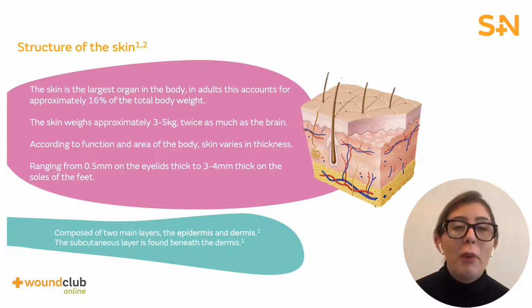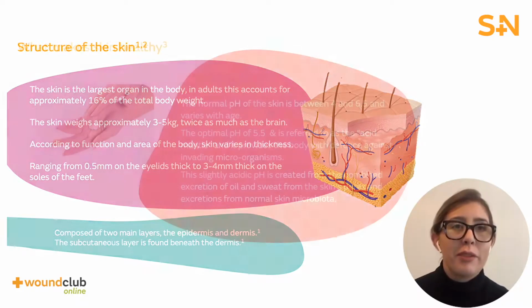The skin is a complex organ with a complex structure to allow for the array of functions it carries out. To simplify it, it's comprised of 2 main layers, the epidermis and the dermis, and then we have the subcutaneous layer that can be found beneath the dermis.